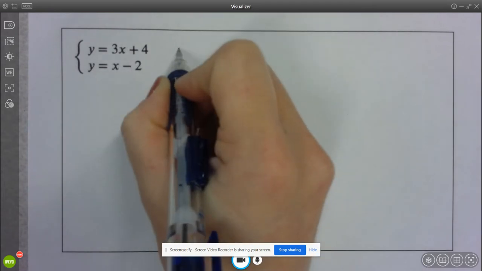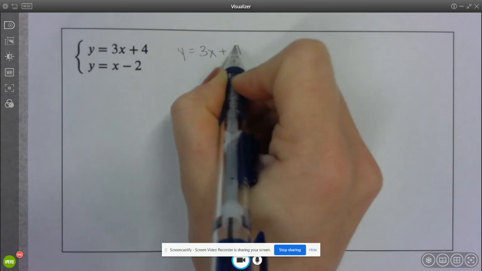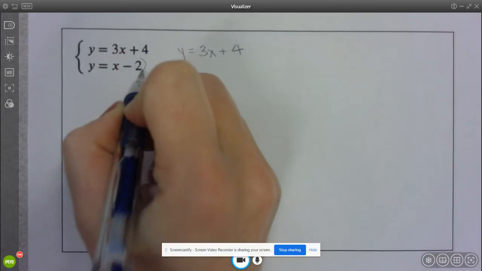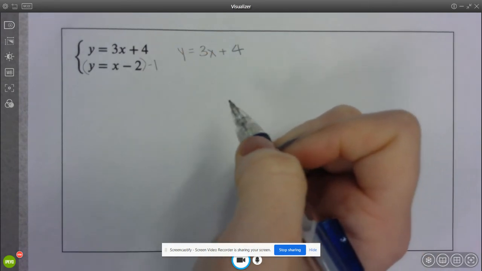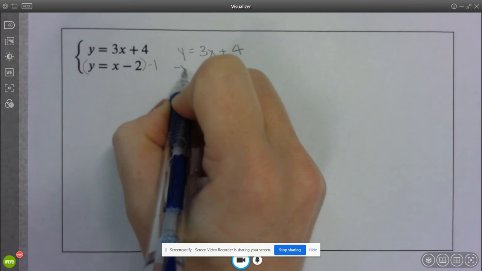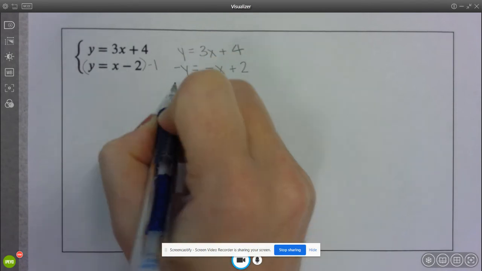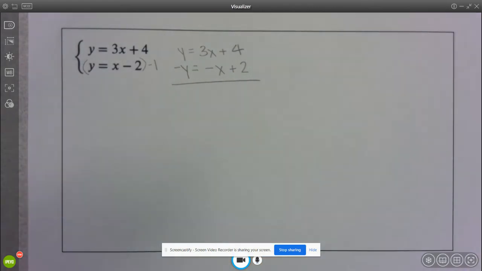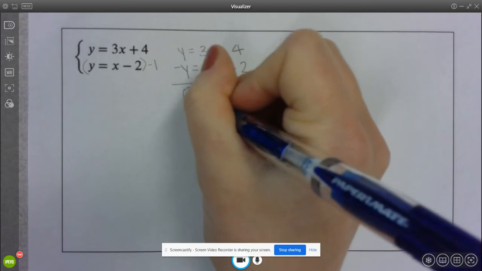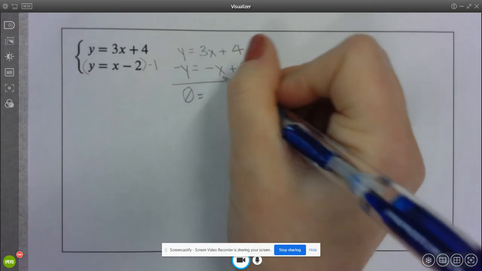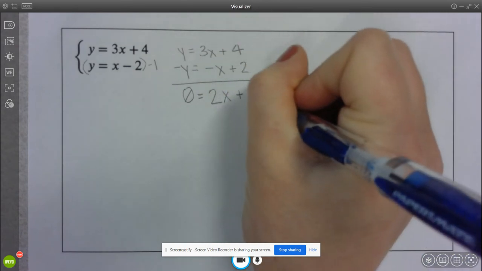So what I'm going to do is leave the first equation the same, and I'm going to multiply this second equation by -1 so that I will create a -1 coefficient for the second y. So now when I combine these together, y minus y is going to give me 0. 3x minus x is going to give me 2x, and then 4 and 2 gives me 6.